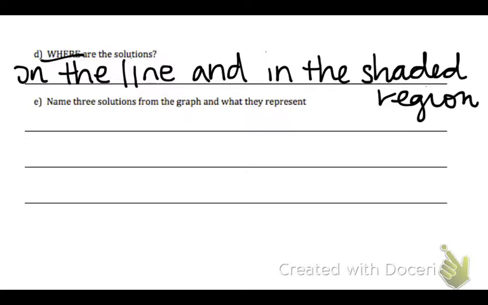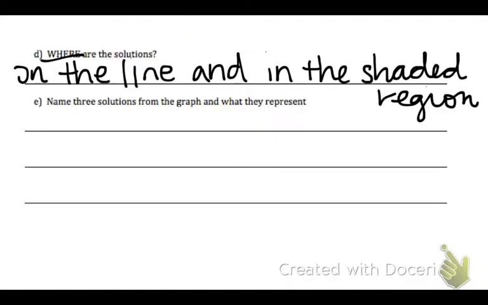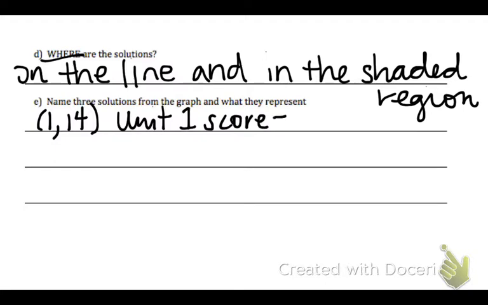All right, so name 3 solutions from the graph and what they represent. Okay, so let's see if I can go back here and find some points. All right, right here, that's a point. So that was (1, 14). Okay, that means his Unit 1 score is 1, and Unit 2 test would have been 14. That would be a solution because he improved by at least 10.